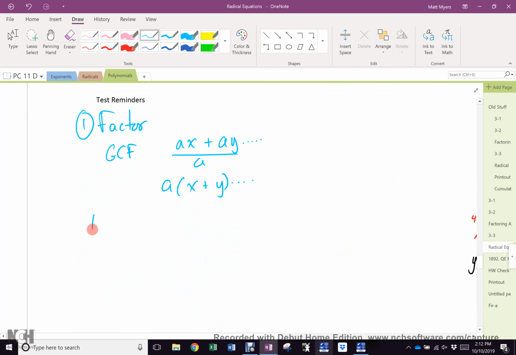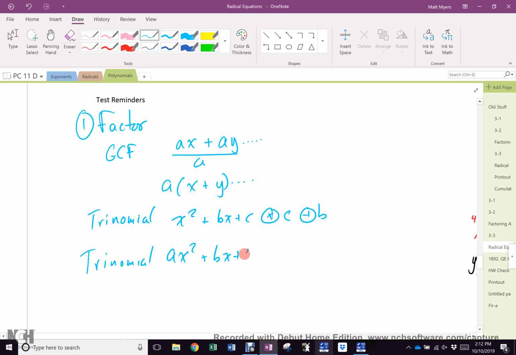The next factor is trinomial. X squared plus bx plus c. Multiply to c, add to b. Then there's trinomial ax squared plus bx plus c. Multiply to a times c and add to b.